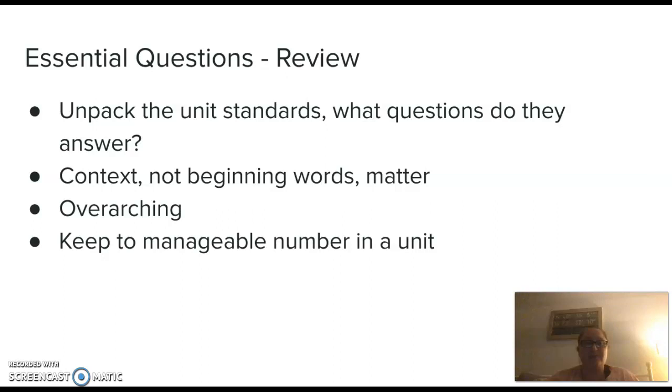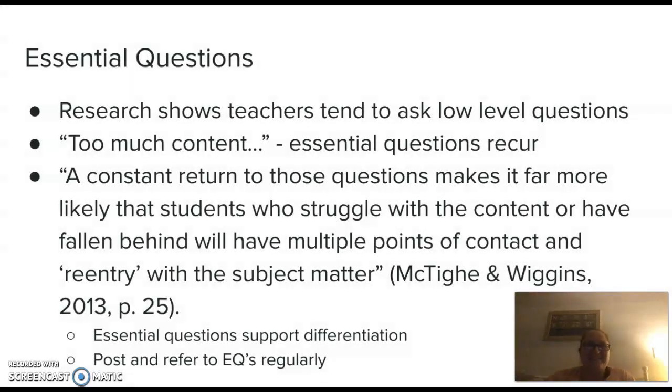It's important to keep it to a manageable number in a unit. To be honest, I write one essential question per unit, maybe two. But honestly, if I'm studying something and I've written that question in a way that really is all encompassing and very inquiry based, one question should drive the learning for the entire unit. That's just me.